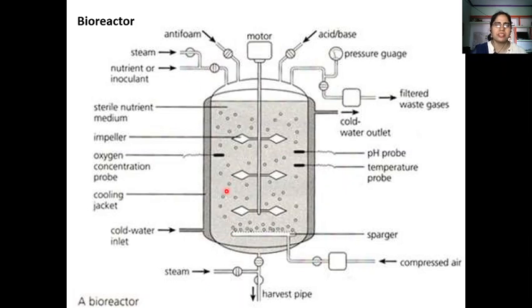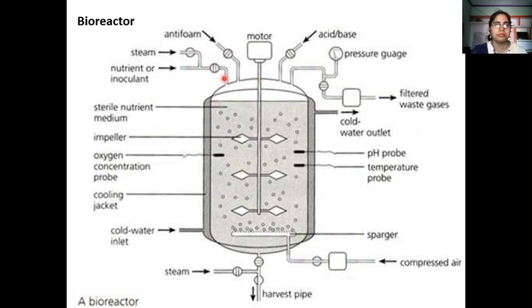You can see it's a simple vessel, in which different structures are present, such as one motor. It's a main part, and with the motor there is an axis, and there is the attachment of the impeller. The impeller is used for mixing the nutrients and mixing the oxygen. So it's an important part. A question is asked: in the bioreactor, what is used for mixing the nutrients? It's the impeller.